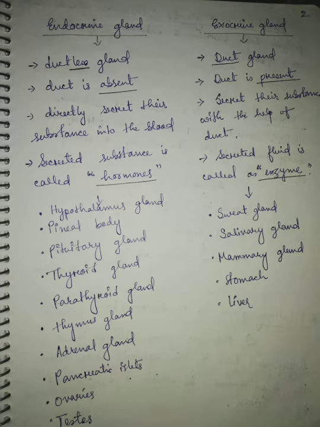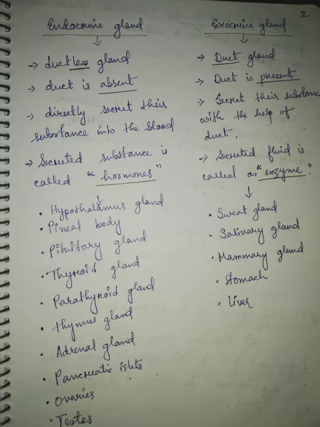So examples of endocrine glands are discussed here. What are they? Hypothalamus gland, pineal gland, pituitary gland, thyroid gland, parathyroid gland, thymus gland, adrenal gland, pancreatic islets, ovaries, and testes. We will discuss only these glands in this chapter.